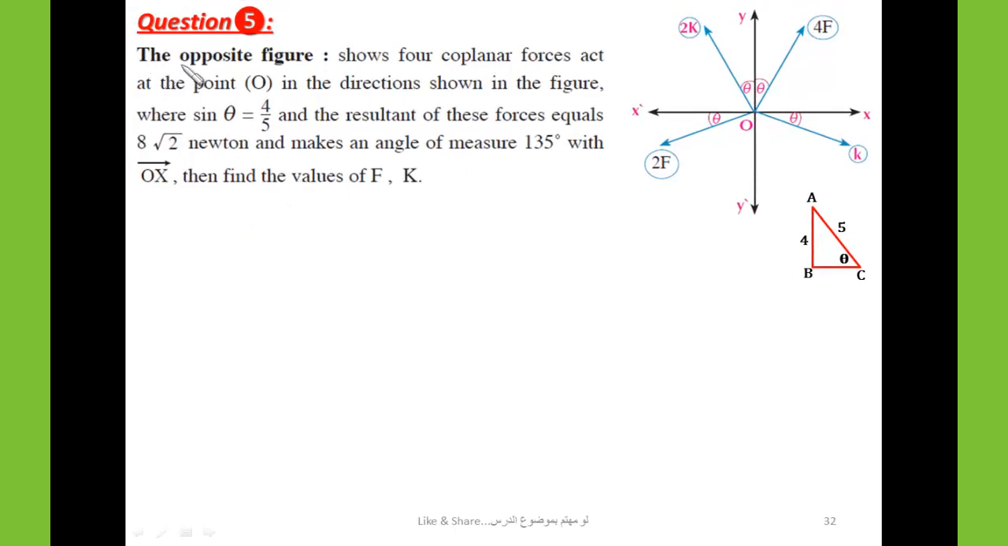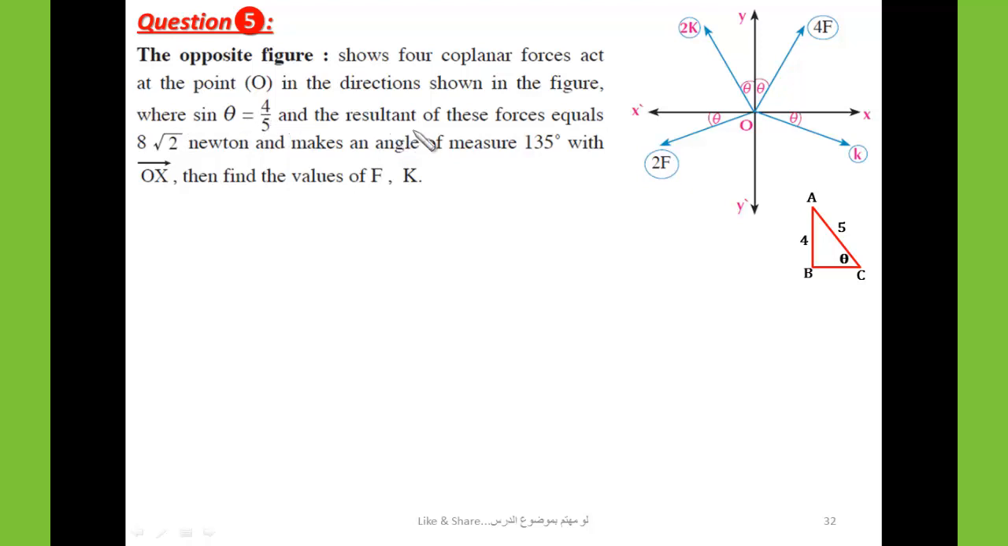Question 5. The opposite figure shows four coplanar forces acting at the point O in the directions shown in the figure. We have four forces, 4F, 2K, 2F, and K.